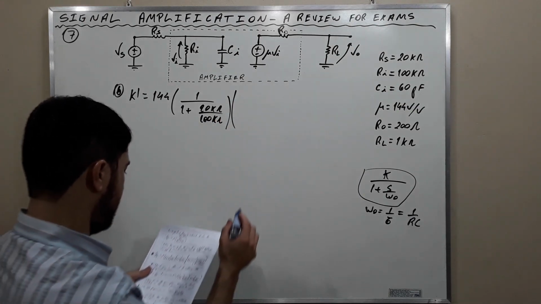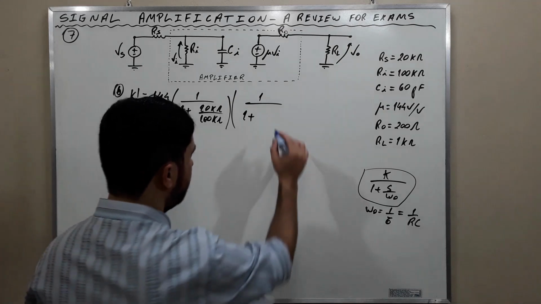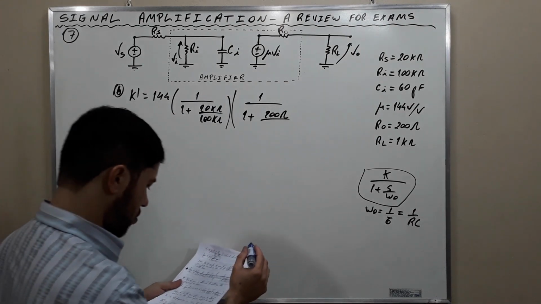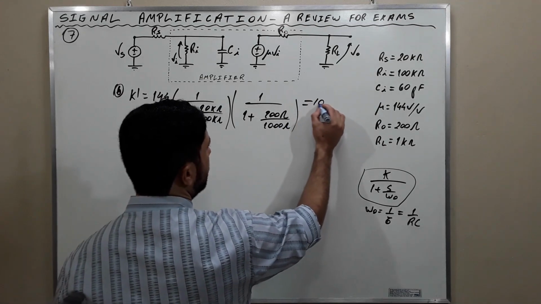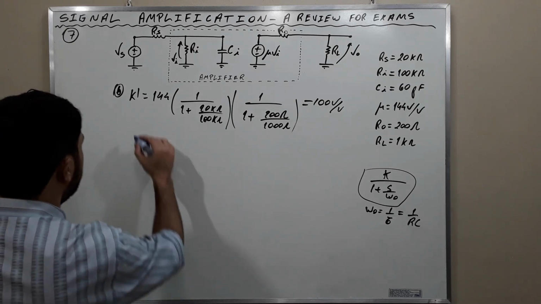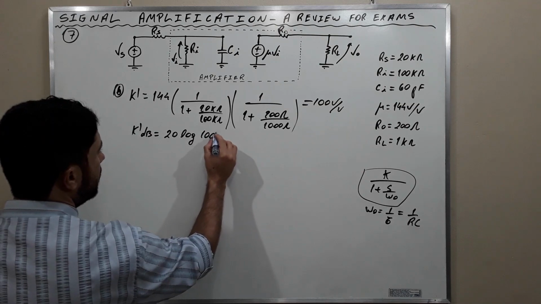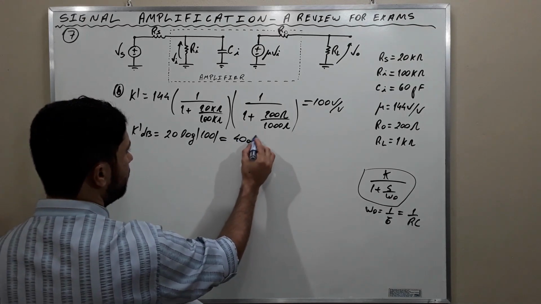And the same here, 1 over 1 plus RO. RO is 200 ohms divided by RL. RL was given as 8,000 ohms. And this gives a value of 100 volts per volt. Okay? This is the gain from load to source, the overall gain. This is the overall gain, which translates to decibels as 20 times the logarithm of 100. Observe that we have to take the magnitude of the value, okay? And this is 40 decibels.